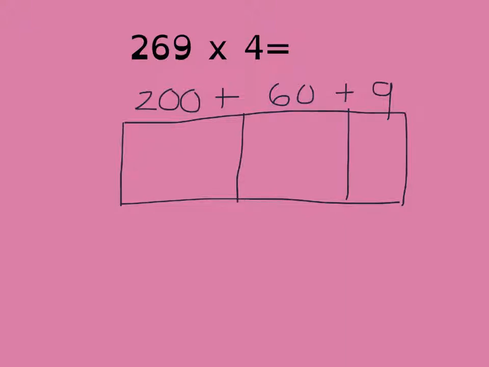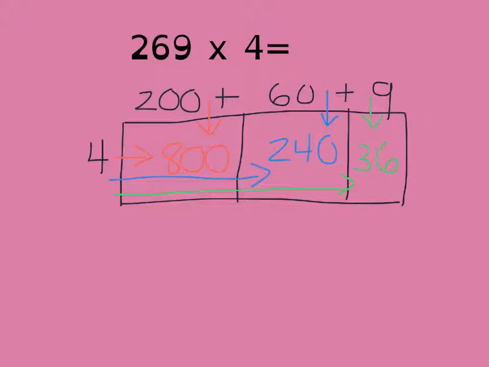And just like in the algorithm, we're multiplying each of those values by 4. So in this first box, we'll be multiplying 200 times 4, which is 800. In the second box, we'll be multiplying 60 times 4, which is 240. And in the final box, we'll multiply 9 times 4, which is 36.